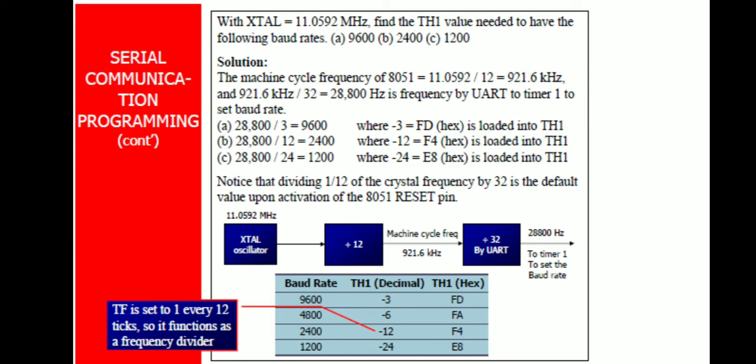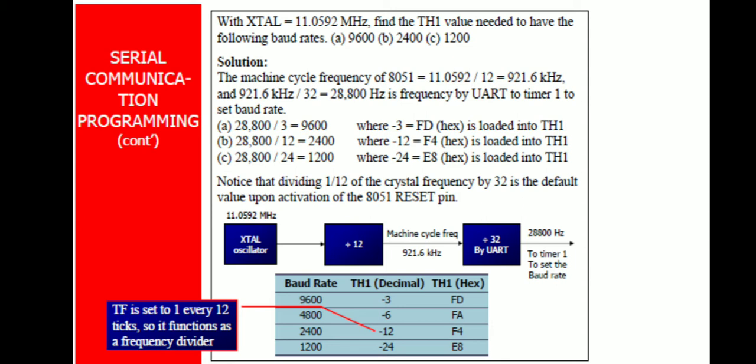If we divide 28,800 by 12, we get 2400, where minus 12 is F4 in hex. And if we divide 28,800 by 24, we get 1200, where minus 24 is E8.